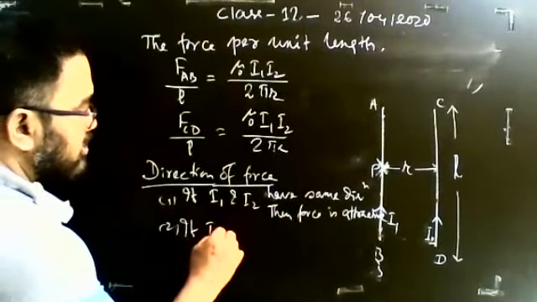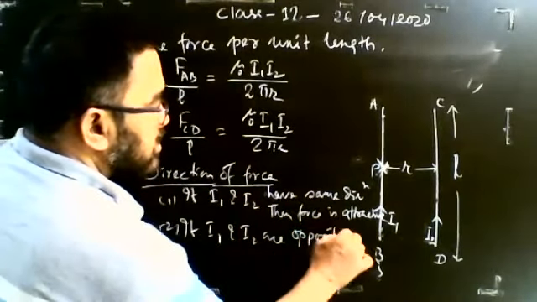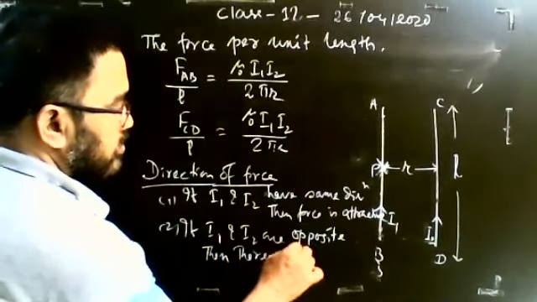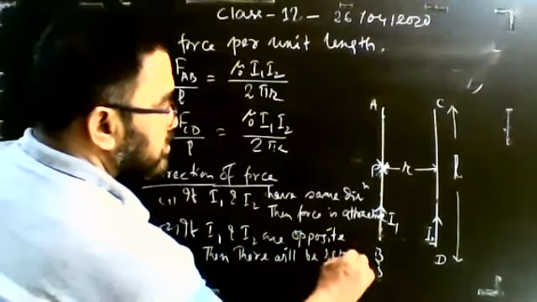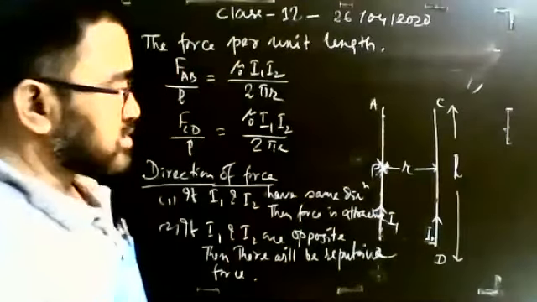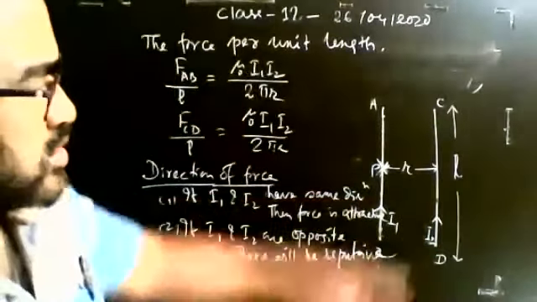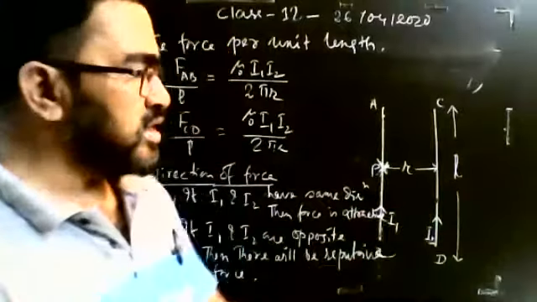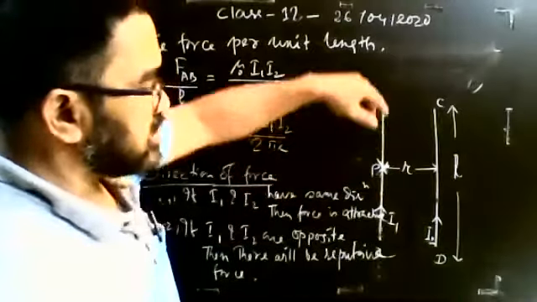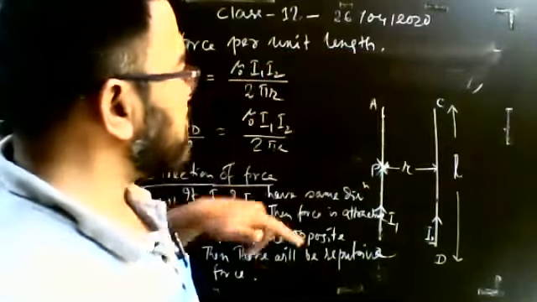If I1 and I2 are opposite, then there will be a repulsive force. That is, if the directions of I1 and I2 are opposite to each other, then both conductors will repel each other, right? So in this way, we can calculate the mutual force between two current carrying conductors if they are parallel to each other.